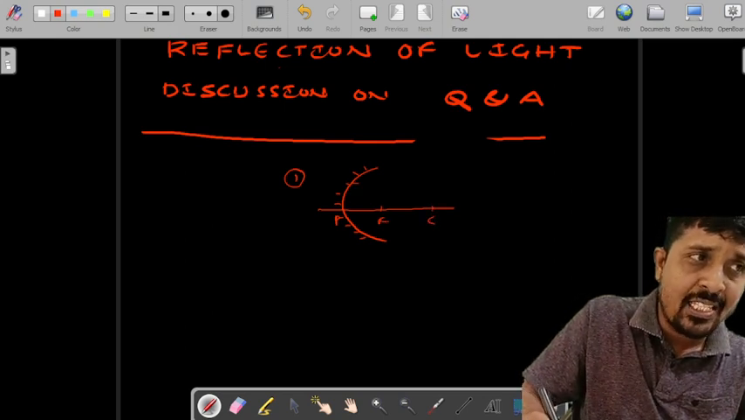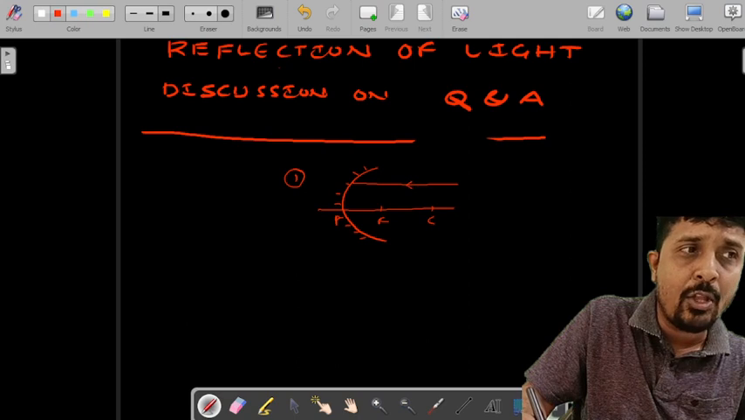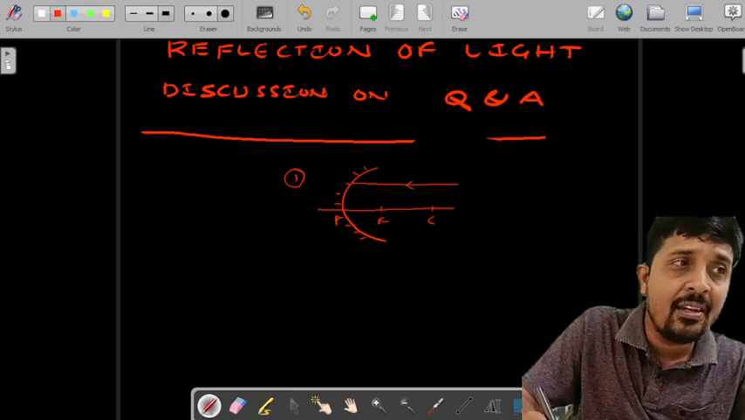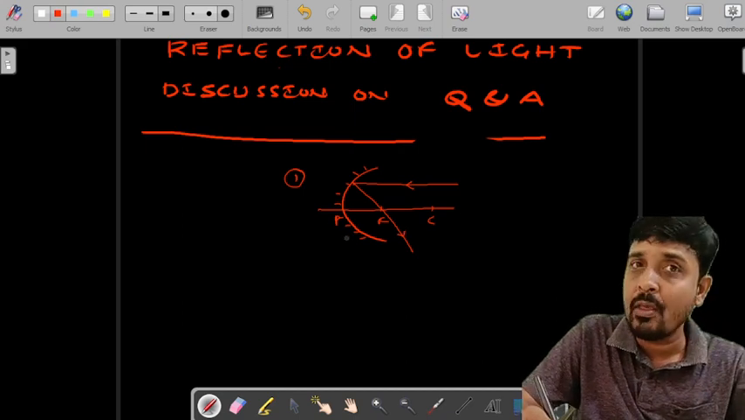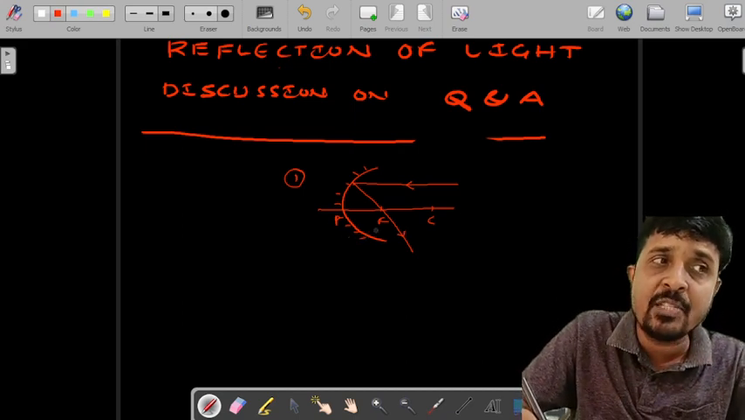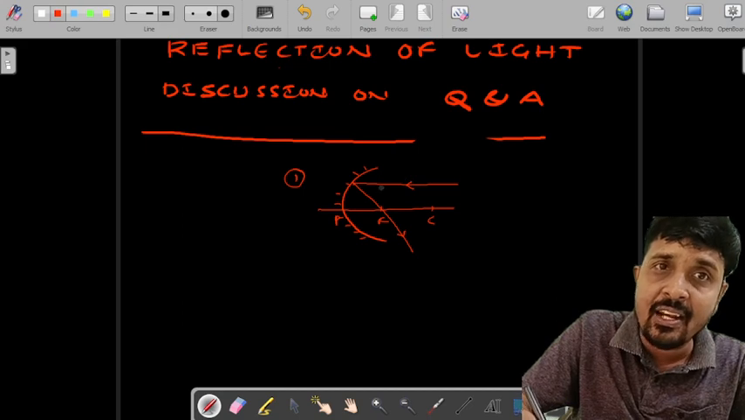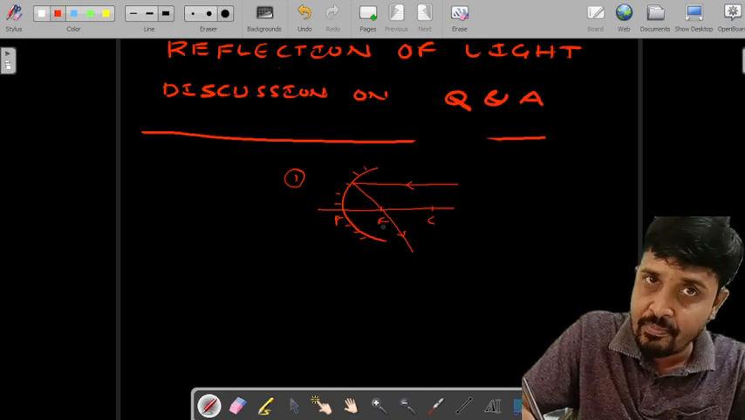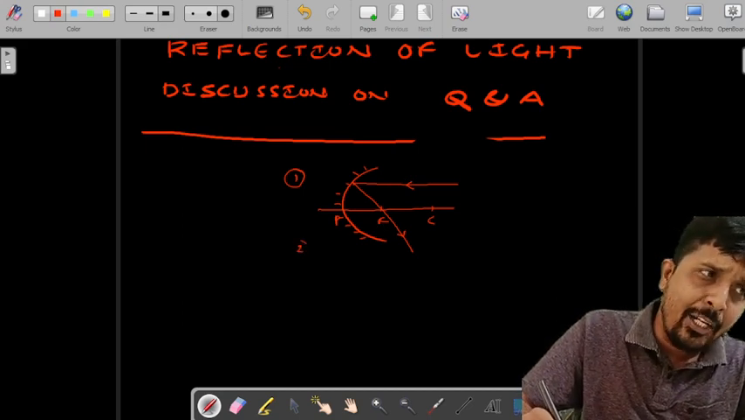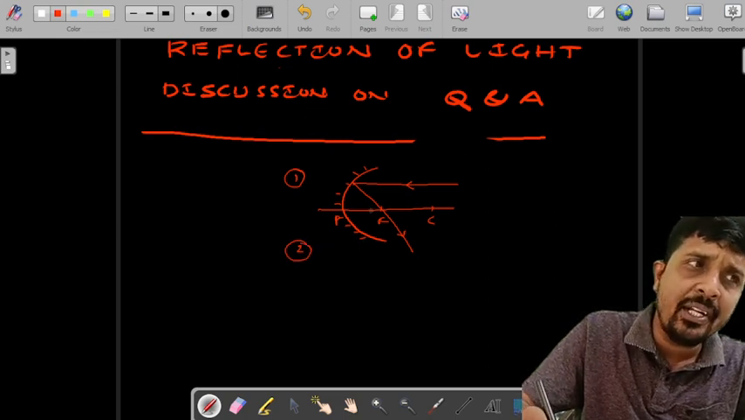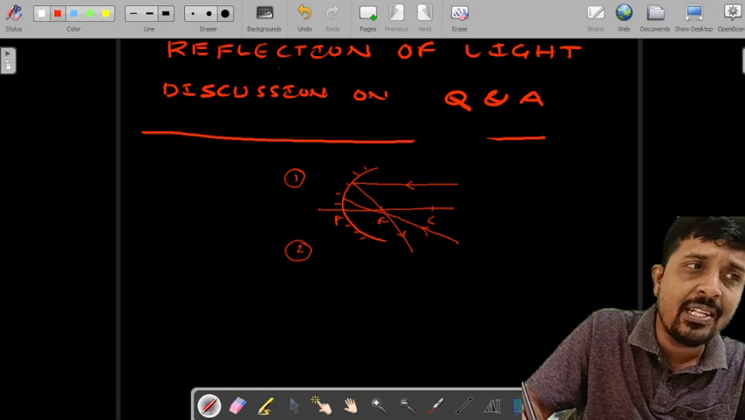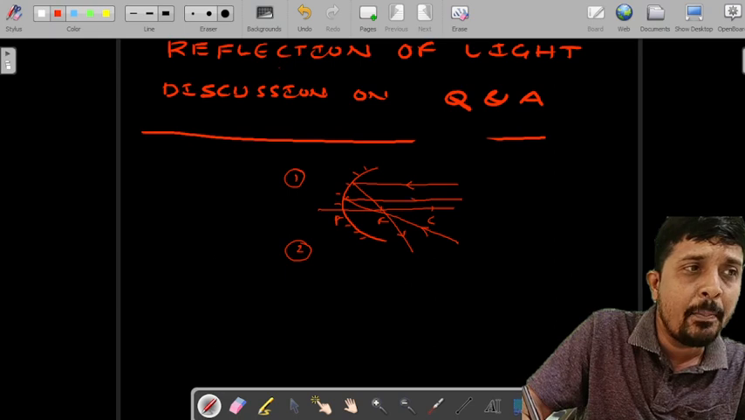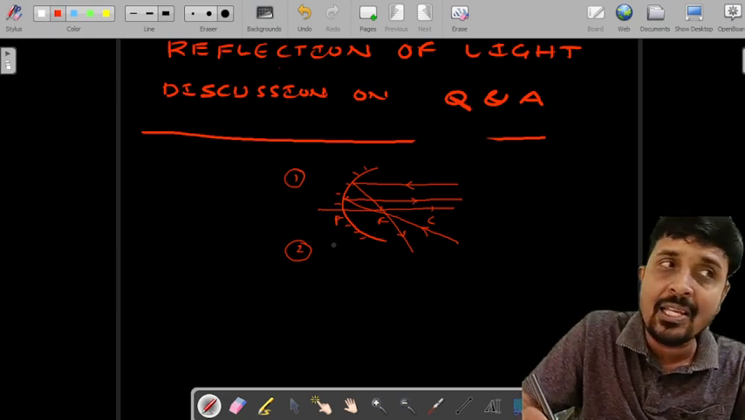The first rule says if the incident ray is parallel to the principal axis, then reflected ray should pass through F. This is our first rule. And the second rule is also this, the converse of the statement. Okay, let us take, this is the incident ray now. If the incident ray passes through F, then reflected ray will be parallel to the principal axis. These are rule number 2.